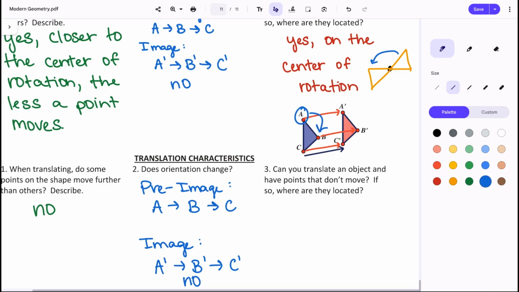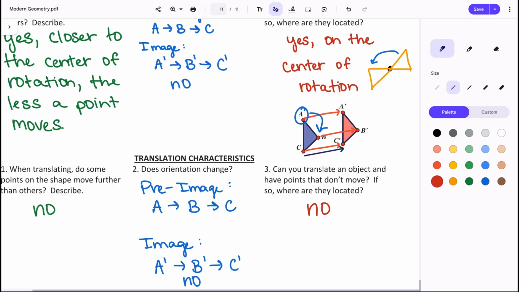And then 3, can you translate an object and have points that don't move? Well, again, think about what I just said. If something were to push me out of my chair, my feet aren't going to stay in their position. My feet are going to go with the rest of my body. So everything is going to move. Something is not going to be stuck in that place. That's not a translation anymore. So this one should have also been no.